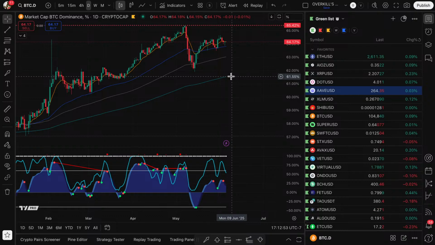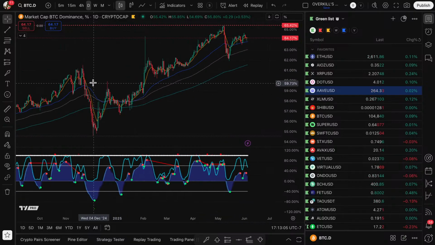When people start selling their Bitcoin, which you could see started happening here, they buy things like Ethereum and altcoins. That's what they call altcoin season. You can see what it did back here in November. Remember, altcoins were flying back in November.